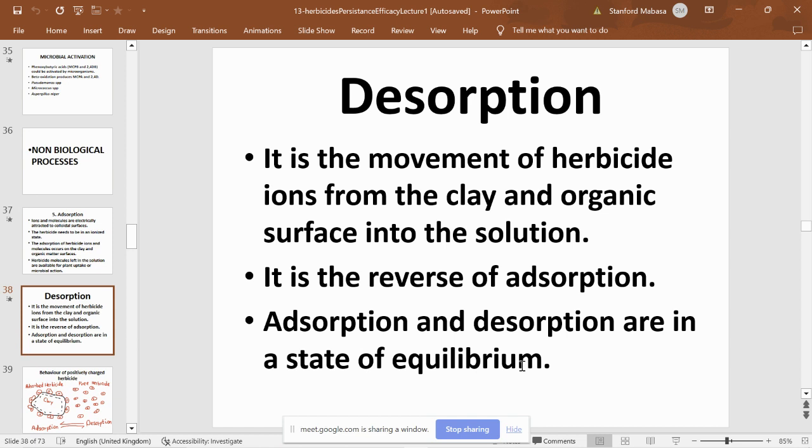Now, there's a process which we call desorption. This is the movement of the herbicide ions from the clay and organic surface back into the solution. So, adsorption is taking in the herbicide by these units, and the release of the herbicide is desorption. Or we can say that the reverse of adsorption is desorption. So the two processes, adsorption and desorption, are in a state of equilibrium.